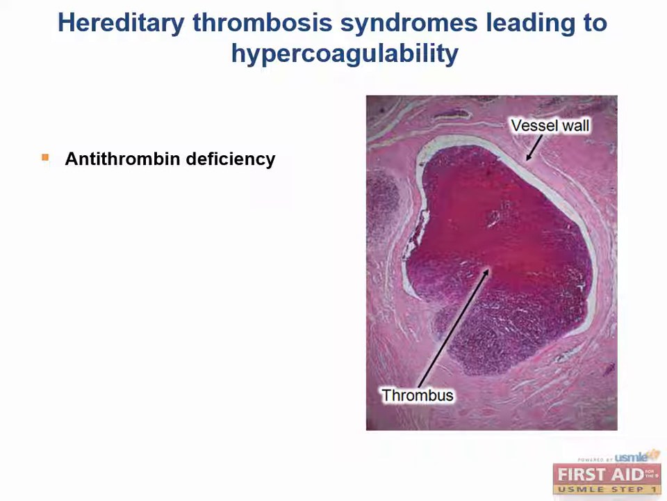Antithrombin breaks down several of the coagulation factors, and a deficiency of this enzyme would allow for coagulation factors to continue working. Coagulation tests such as PT and PTT are not affected in this disorder. However, patients with antithrombin deficiency are known to have heparin resistance.